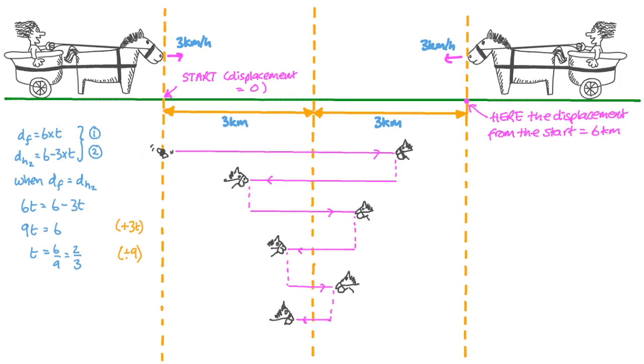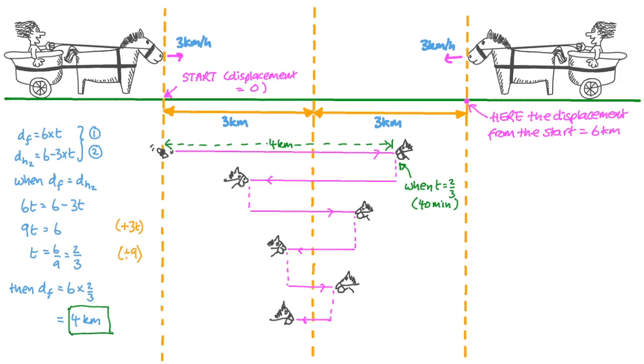Now, these equations are simultaneously true, and the fly encounters horse number 2 when their displacement from the start is the same. So df is equal to dh2. Then 6t is equal to 6 minus 3t. Adding 3t to both sides means that 9t is equal to 6. And then dividing both sides by 9, we find that t is equal to 2/3. This means that the fly bumps into the nose of the second horse after 2/3 of an hour, or 40 minutes. Substituting the time t equals 2/3 back into our first equation tells us that the fly travelled 4 kilometres to encounter the second horse for the first time.